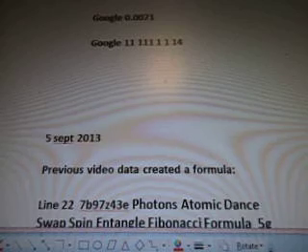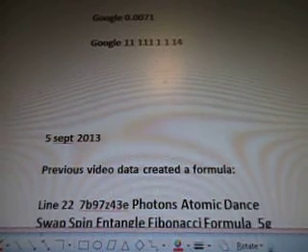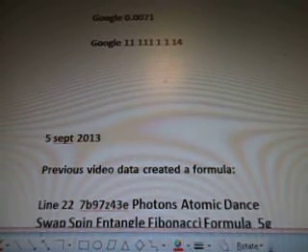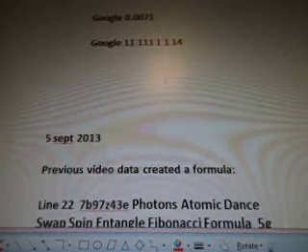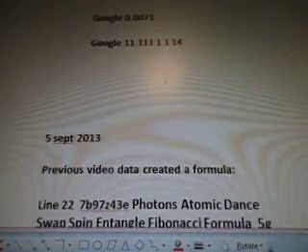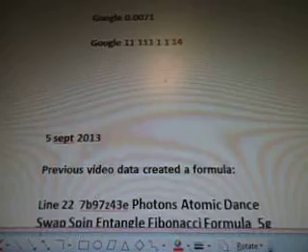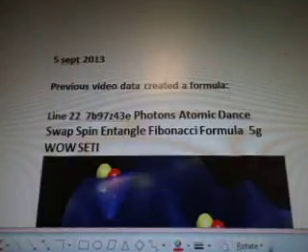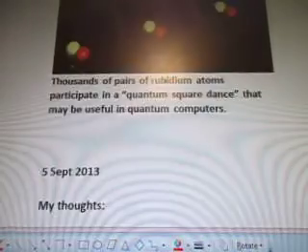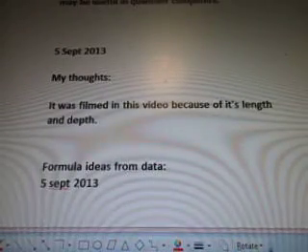Okay. So this is a keyword research about atomic dance and quantum qubits, laser beams, rubidium atoms for a UFO space communication ship found in the WOW data line 22, formulas beginning B to F from A. Previous video was video E. There's our quantum dance with our atoms. And September 5th, my thoughts.